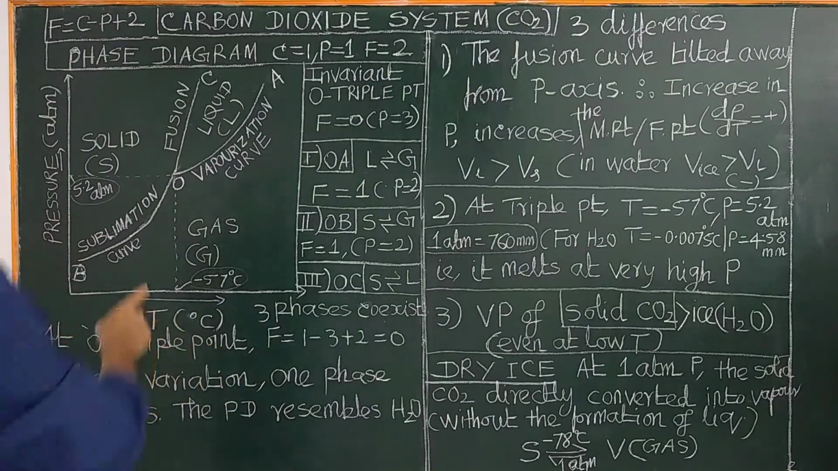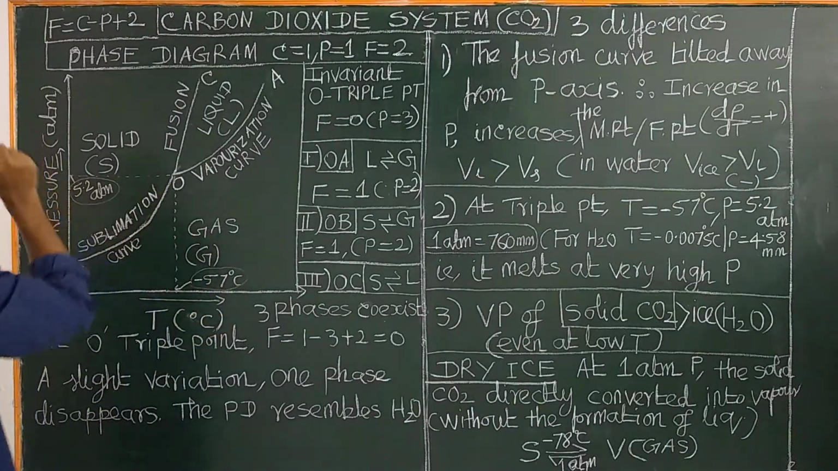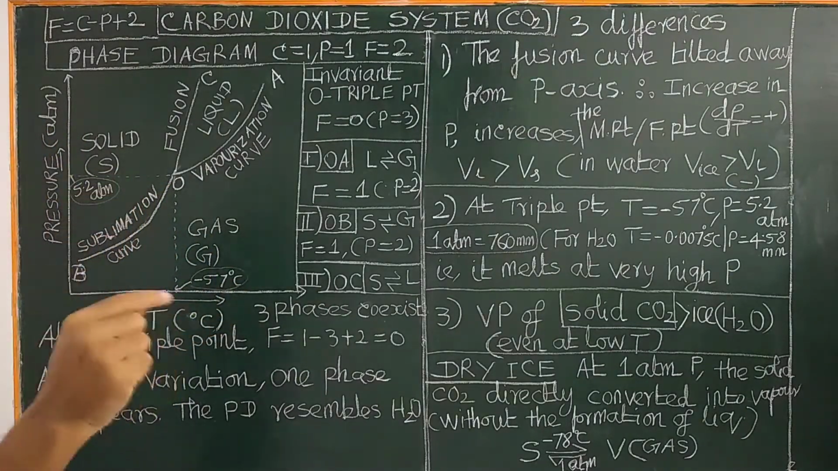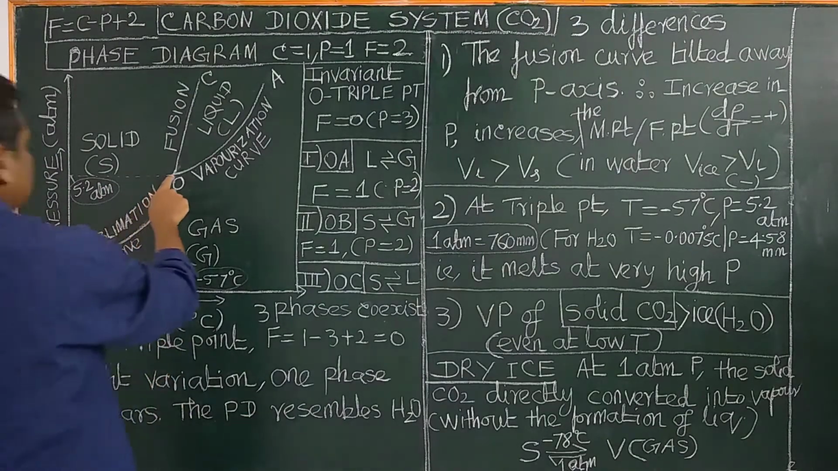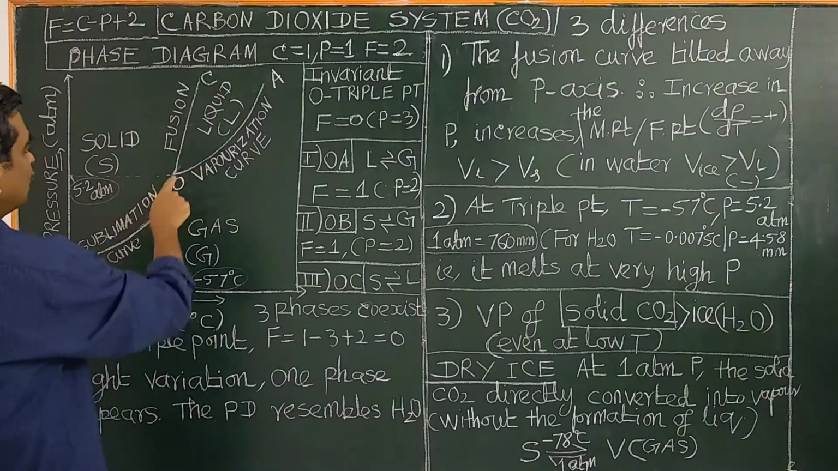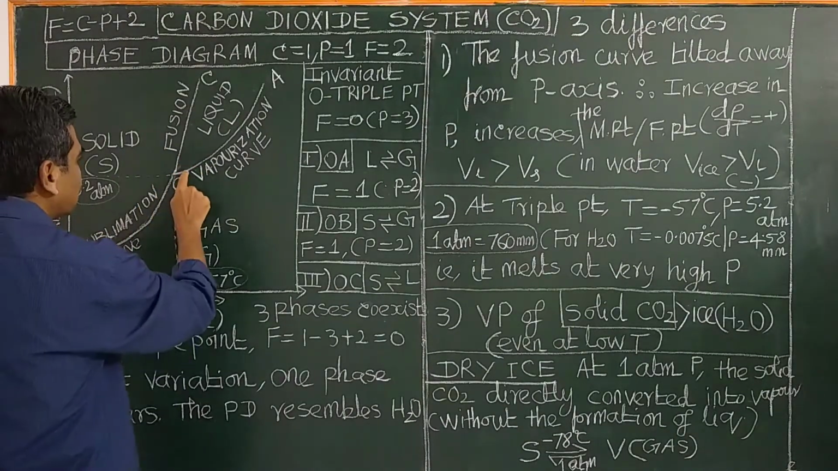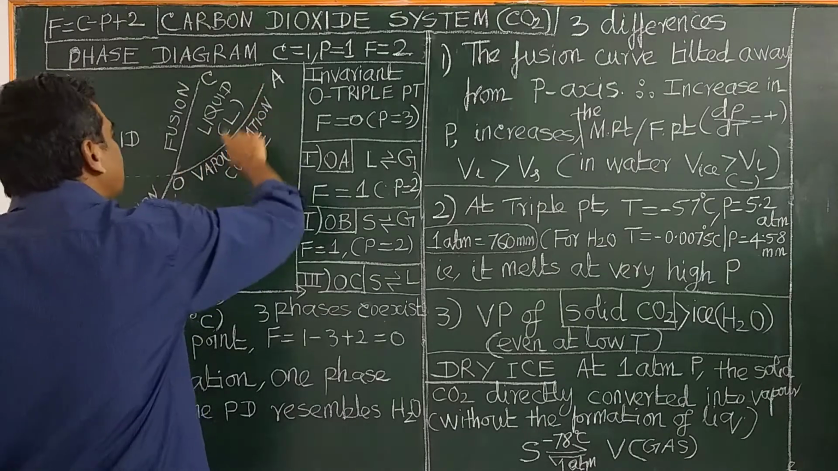At the triple point, what is the temperature? Minus 57 degrees Celsius. And what is the pressure? 5.2 atmosphere. It is fixed. Now you are at this point, where 3 phases are in equilibrium: solid, liquid, gas. If you slightly increase the temperature, it will follow the stable equilibrium curve.